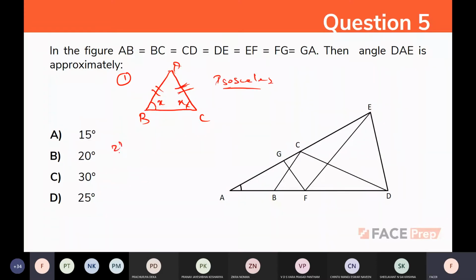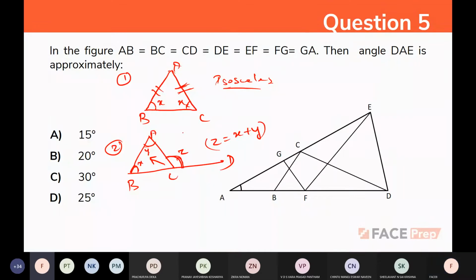Okay, so the second rule. Let me extend this line like this. This is B, C, A, and this is D. So you need to find the exterior angle of this. You can add the two interior opposite angles. If we need to find Z, let's say this is X and Y. Z will be the addition of X and Y. So this is another rule. You need to remember, you need to memorize this. This is a basic concept in trigonometry.